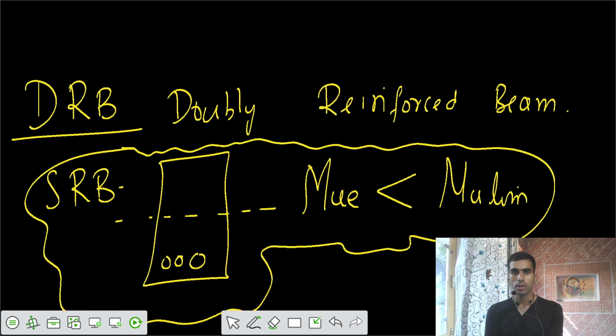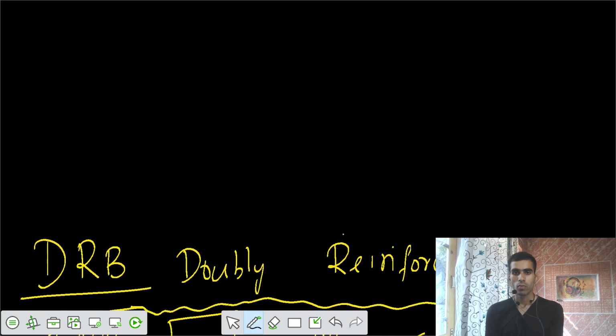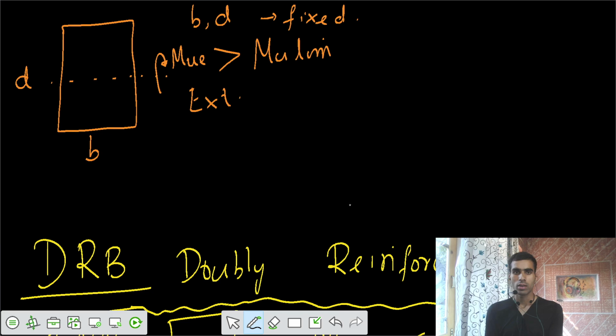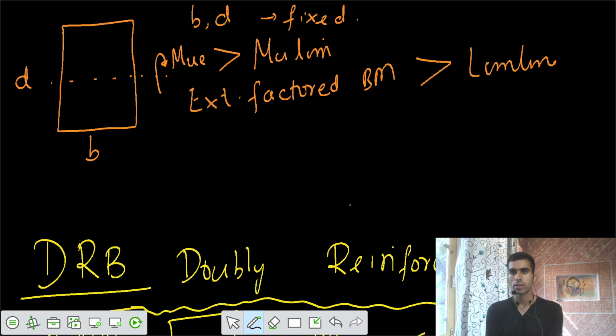Now for the doubly reinforced beam, we say your dimensions are fixed. Somehow, if your dimensions B and D are fixed, then the bending moments that are applied, the external factored bending moments, are greater than the limiting moment of resistance of the section.